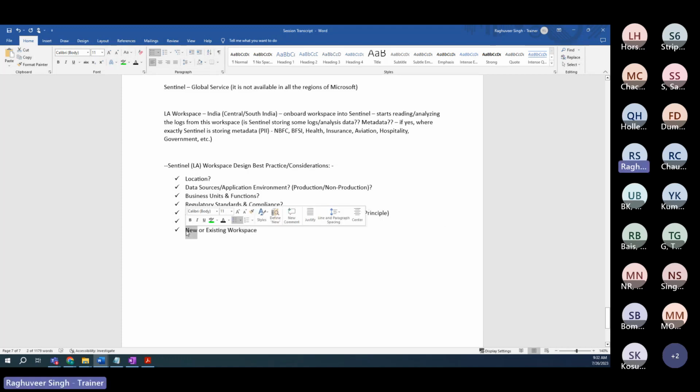Create a new workspace, enable the data sources, and whatever the daily or monthly ingestion is, your finance team can easily charge back the security function, which will then be divided among the business units, because security is needed by everyone, or among the business and functions whose applications and data sources are getting monitored by Sentinel. So this is another consideration, depending on the ingestion. So these are some of the considerations.